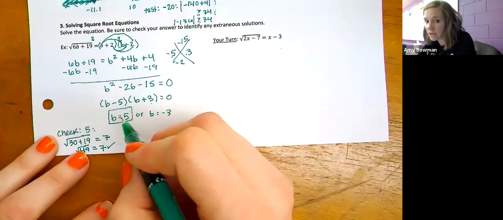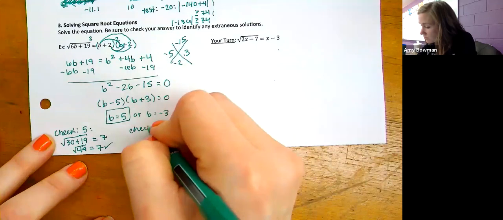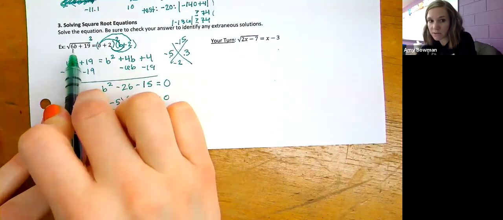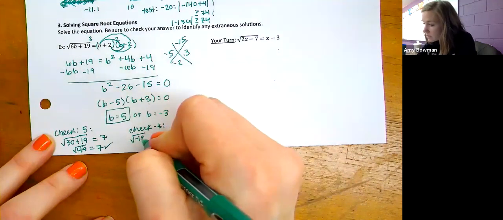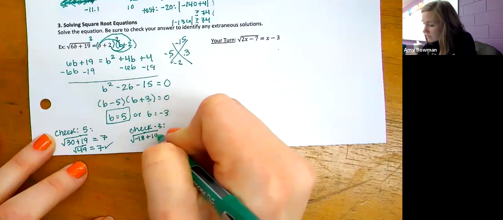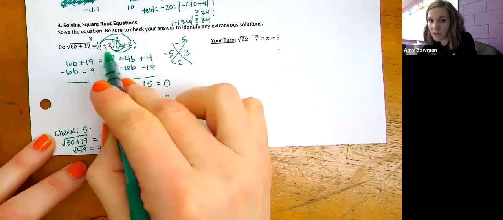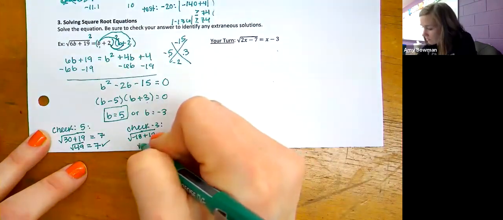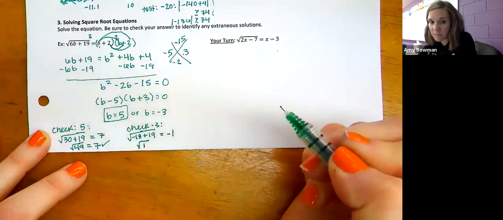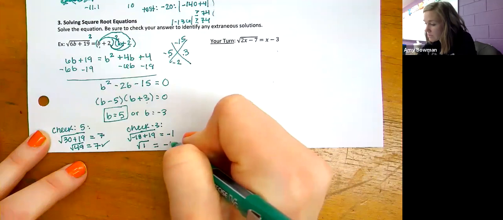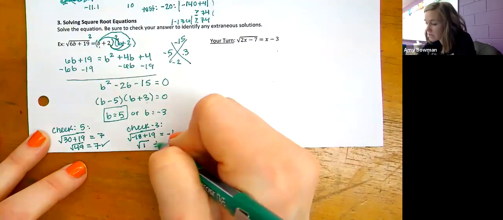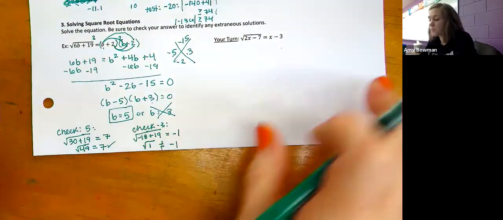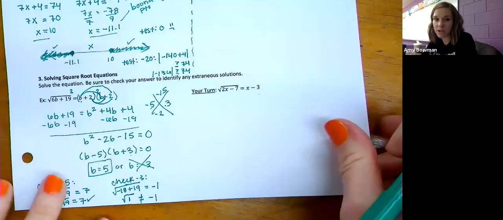Now I'm going to check negative 3. Is the square root of 6 times negative 3, so 6 times negative 3 is negative 18, plus 19, equal to negative 3 plus 2? Negative 3 plus 2 is negative 1. Let's simplify. The square root of negative 18 plus 19 is positive 1. The square root of positive 1 is not negative 1. That is not true, so that is not a solution. That's why it's super important to check those solutions on square root equations.